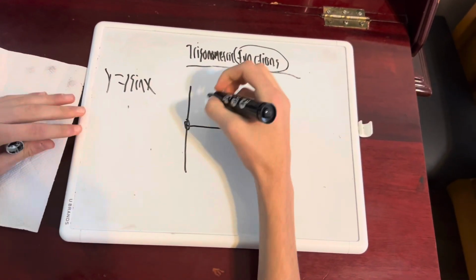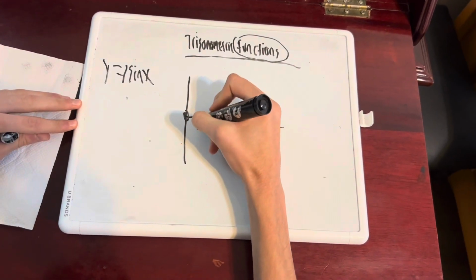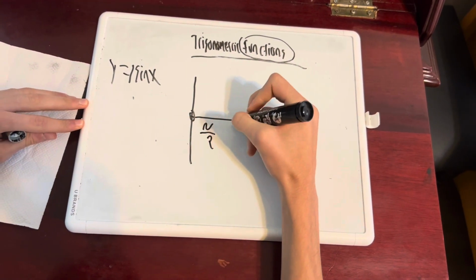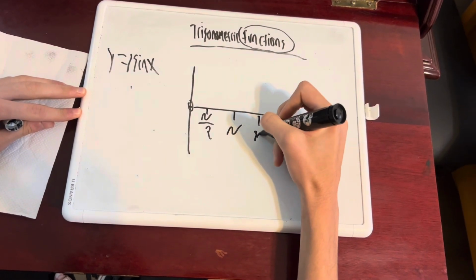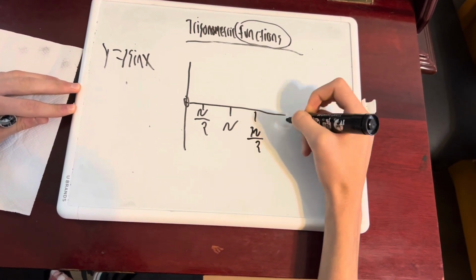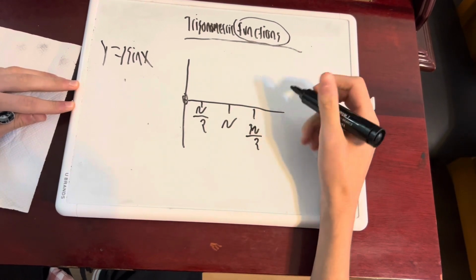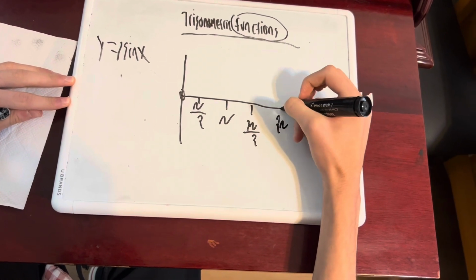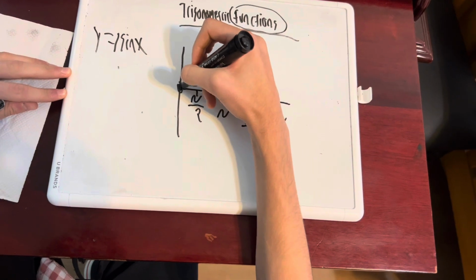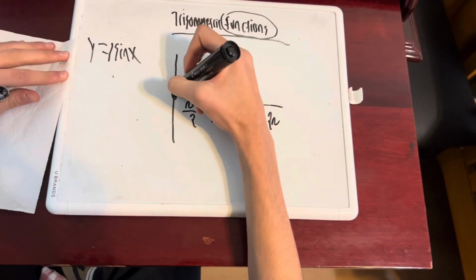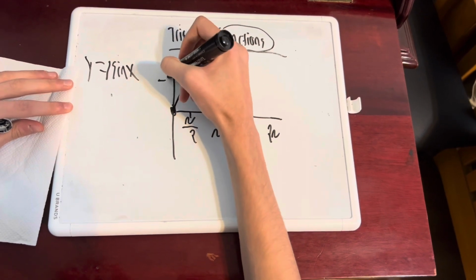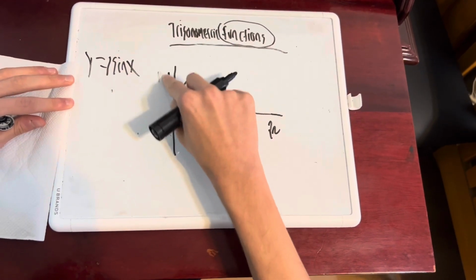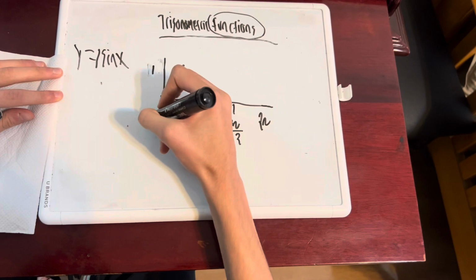The parent graph of a sine looks like this. This will be pi halves. This here will be pi. This here will be 3 pi halves. And this right here will be 2 pi. So in the sine graph, you have to know how it looks. It starts at your x, it goes up to its maximum, and the maximum is 1. Sorry, it's 1 and minus 1.